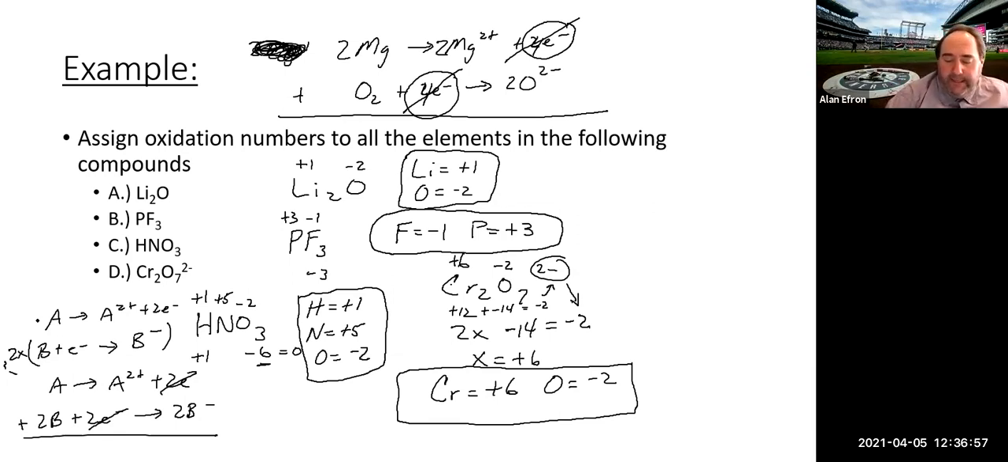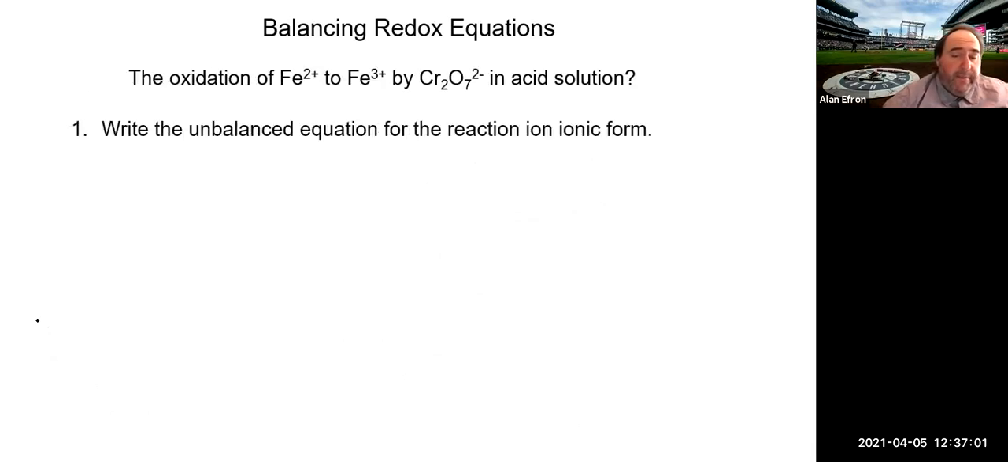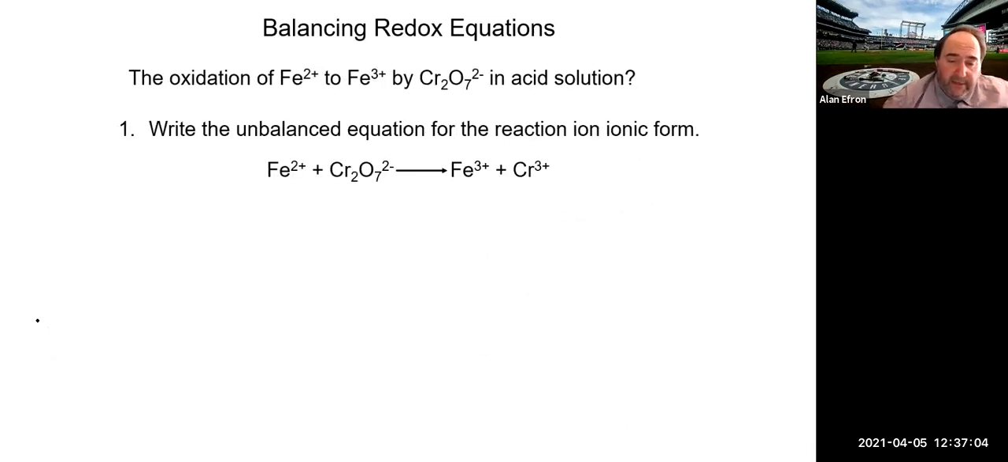Now, in a more complicated redox reaction where we're balancing in either acidic or basic solution, there are a few extra steps you have to go through to get it balanced. So let's talk about how to do this. And again, just to make sure everybody's on the same page, if we are going to balance this one here, our oxidation of iron 2 to iron 3 by dichromate in acidic solution, the first thing you would want to start with is the unbalanced equation here.